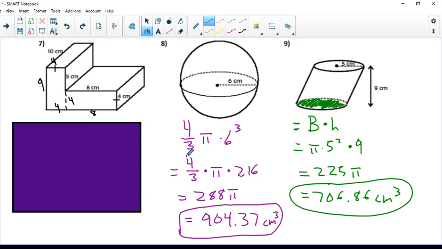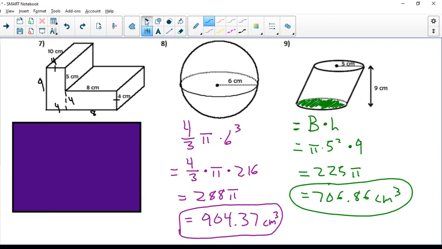So the best way to do this is really to use 2 bases. Use this rectangle here on the left, and then times that by this rectangle here on the right. Add these together, and then times that by the height, or by how far it stretches back, would be 10 centimeters. So again, I want you to pause the video here and see if you can solve that one on your own.